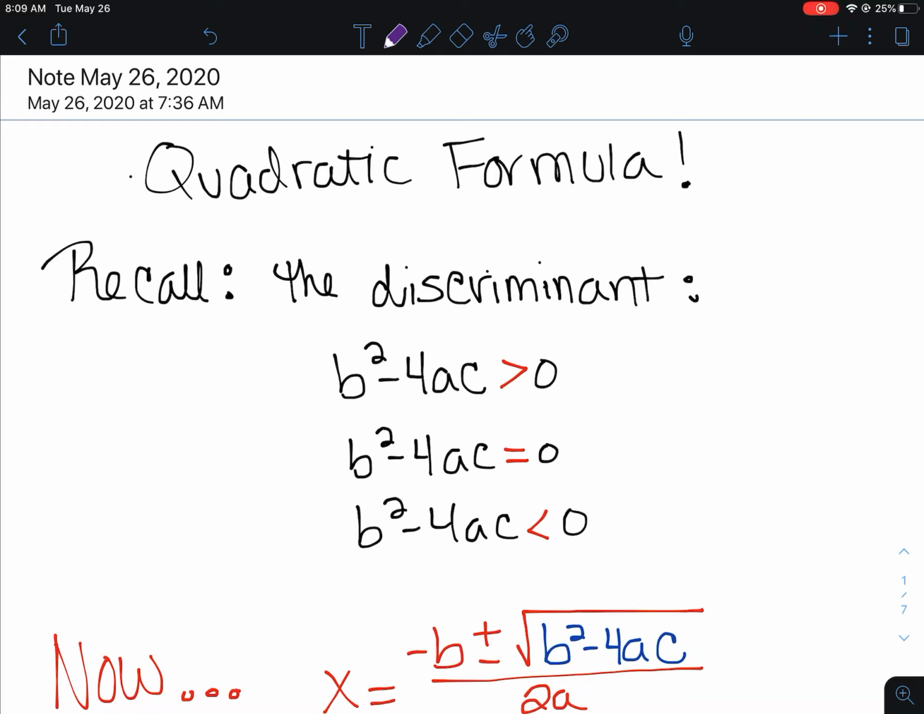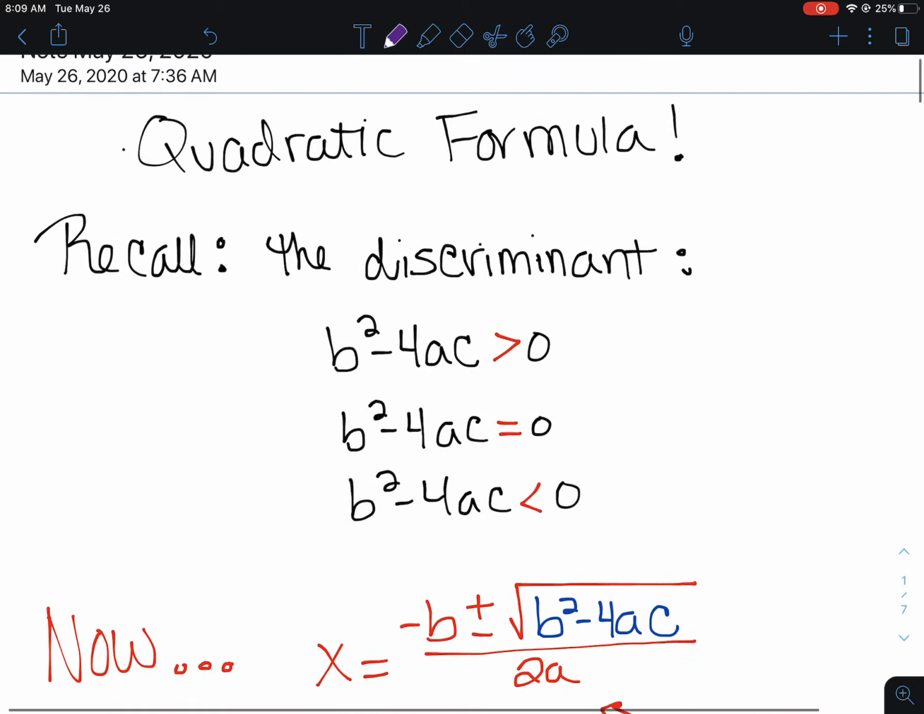So give yourselves a round of applause, a little excitement here. If I had one of those fake clapping sounds, I'd play it right now, but I don't know how to do that. So let's talk about the quadratic formula.